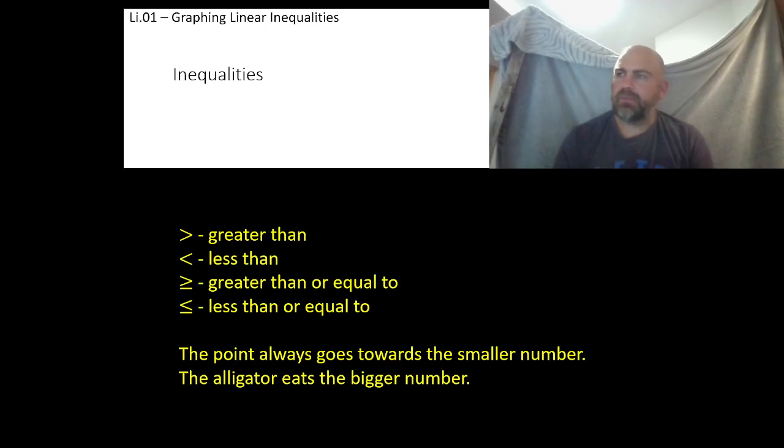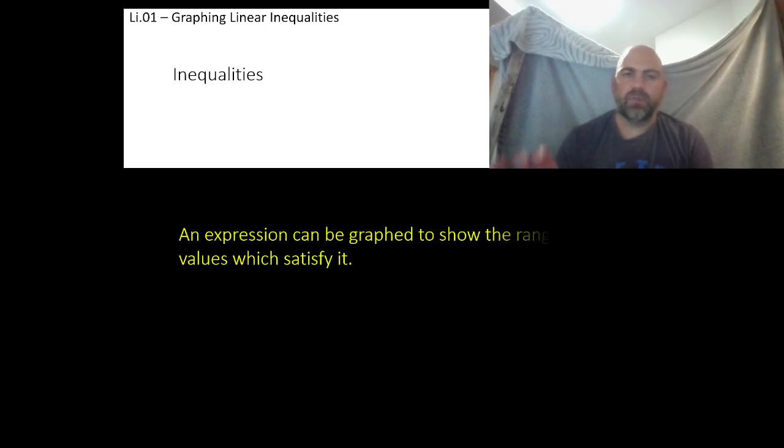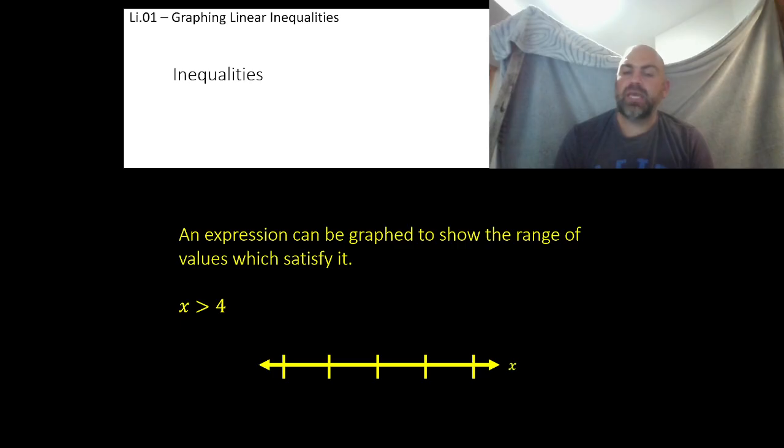There's the one example there, alligator always eats the bigger number. So an expression can be graphed to show the range of values which satisfy it. And again, we use a graphing method to do that. So something like x is greater than 4. When we graph it out, we could do it on a coordinate plane, and I'll show you that in later lessons. But for this one here, we can just take a number line.